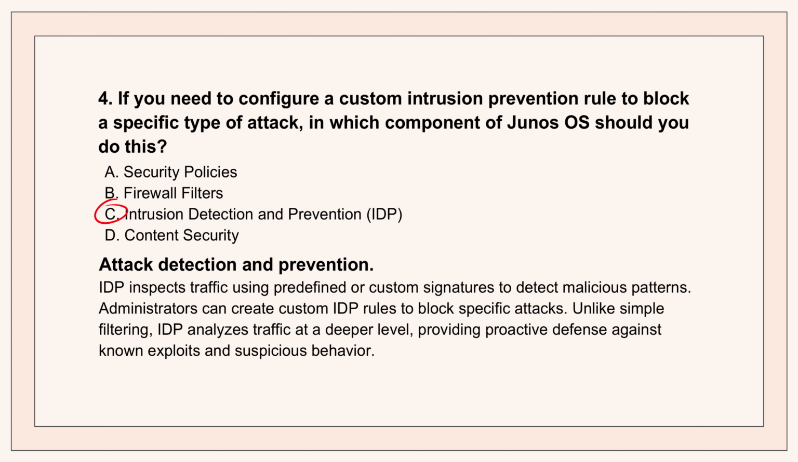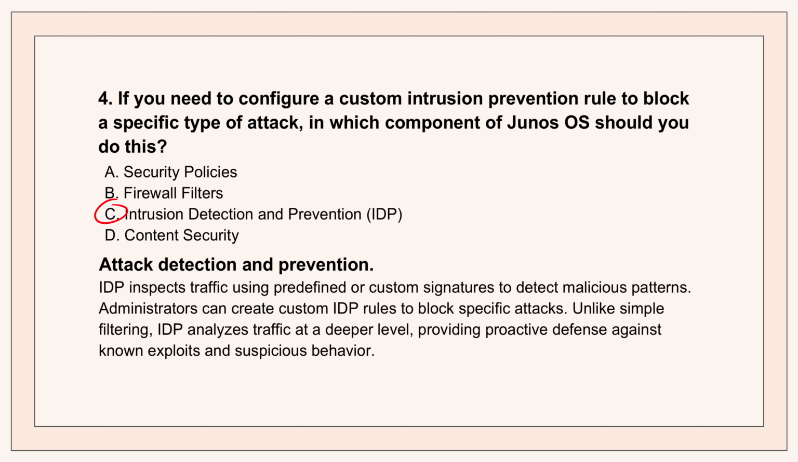That's a great image. So if you needed to configure a custom rule to block a specific, maybe novel type of attack, that capability lives firmly within the IDP component of Junos OS. It tells us this is a specialized, dynamic tool for a specific job. And what's fascinating here is that IDP allows for signature-based detection, where it recognizes known attack patterns. Think of it like a database of known malware fingerprints.